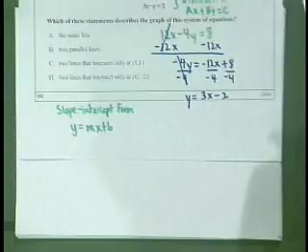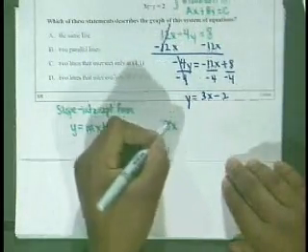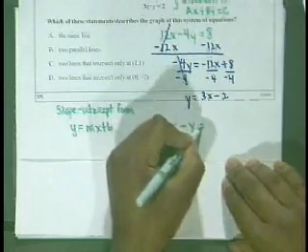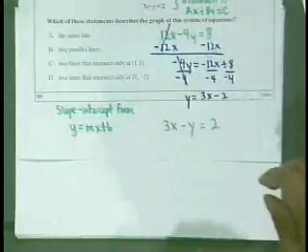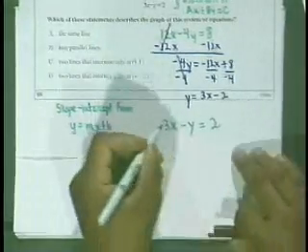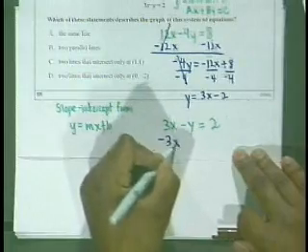Our second equation is 3x minus y equals 2. And remember, our goal is to go from standard form to slope-intercept form. So we're going to try to get the y by itself. We're going to do that by first subtracting 3x from both sides.